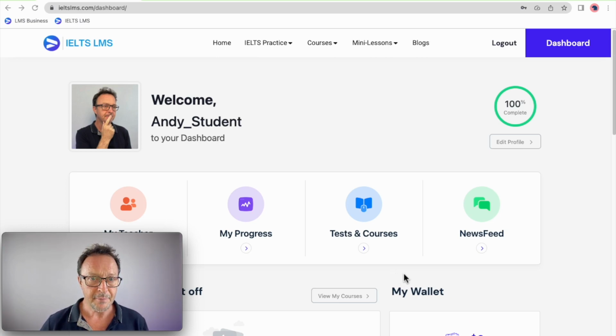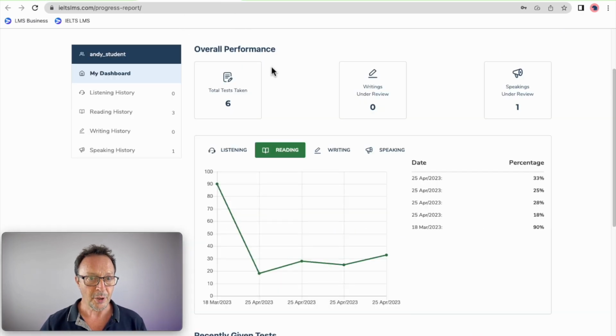So I've just logged into IELTS LMS as a student. This is me trying to look thoughtful, and my progress report, you see I need to do some reading because I'm not doing very well on reading lately, so I'll try and do a bit better today.